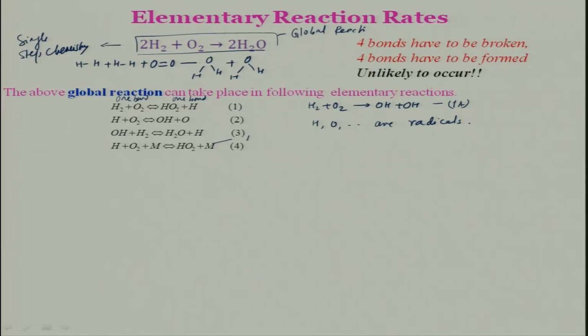This M is the third body. I have talked about that, let me again repeat this. This is a trimolecular reaction: H plus O2 plus M going to HO2 plus M. And this will be an inert body like nitrogen or maybe some other molecules which is not participating in this reaction particularly, that is known as a third body.